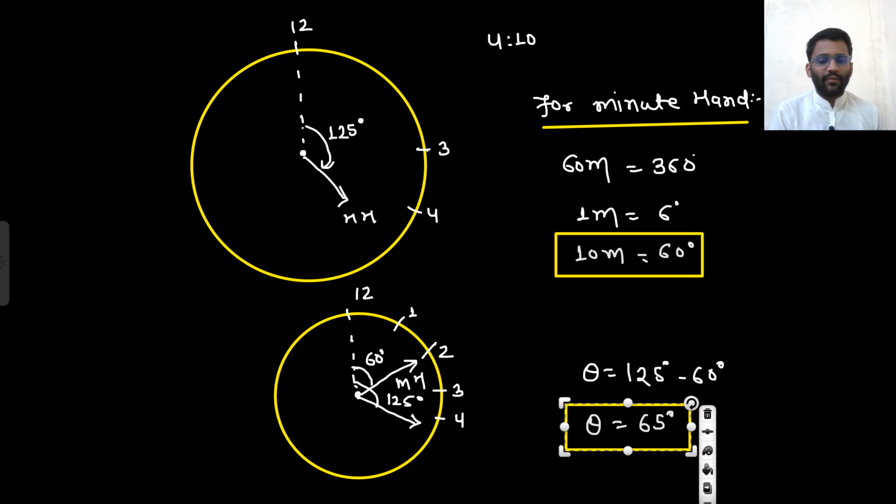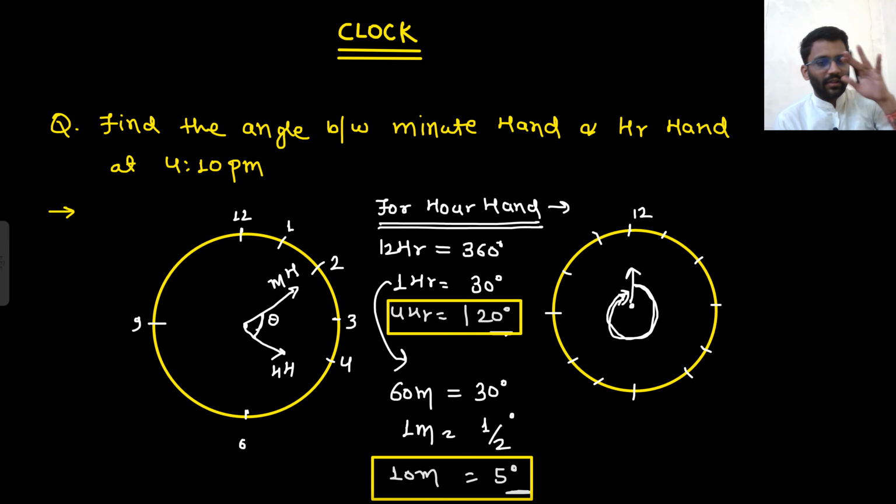Are you able to understand? What did we do? First we studied the hour hand, because they are asking about the minute hand and hour hand. We got to know that in 12 hours it would cover 360 degrees. So in 4 hours it would have covered 120 degrees. But there are 10 minutes as well, so in those minutes it would have moved a bit, right? In 60 minutes it moves 30 degrees, so in 10 minutes it moves 5 degrees. So 120 degrees plus 5 degrees, it moves 125 degrees.